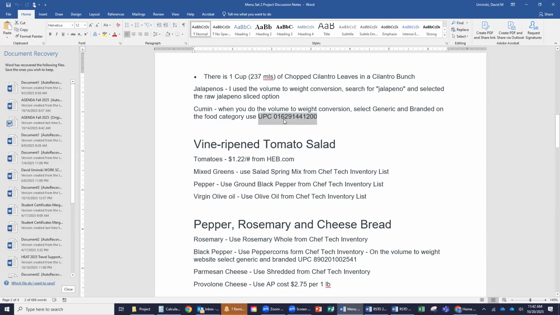So let's say, I'm going to make up a number, okay? Let's say we need 6 tablespoons of cumin. You're going to put in 6 tablespoons of cumin, and then you're going to convert it to ounces or pounds, okay, using that calculator.